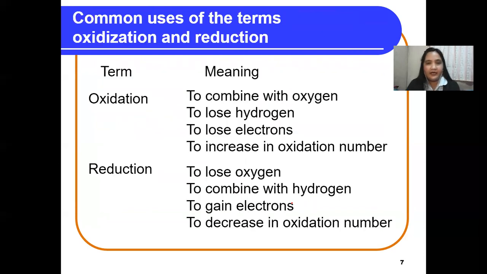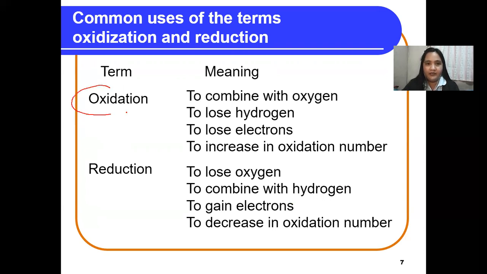And I think this is my last slide for this. I told you, just really a short module, just to give you some ideas on the behavior of electrons, hydrogen, oxygen, and the effect on oxidation number when it's either oxidation or reduction.